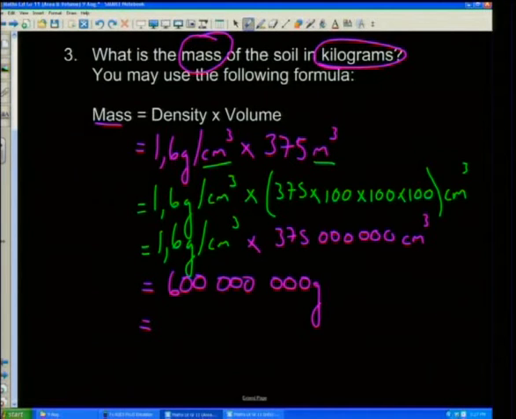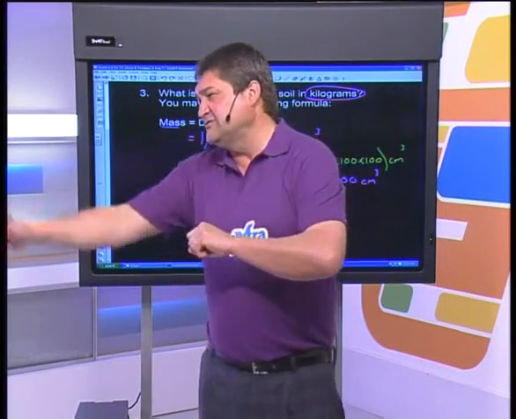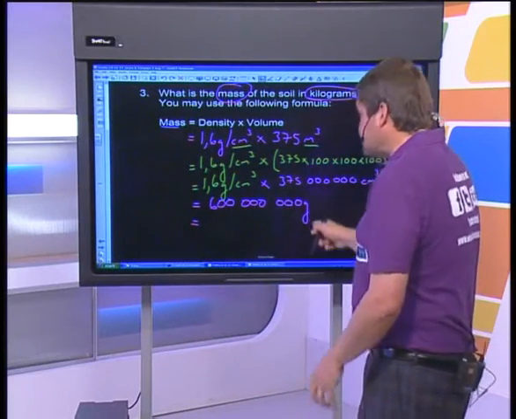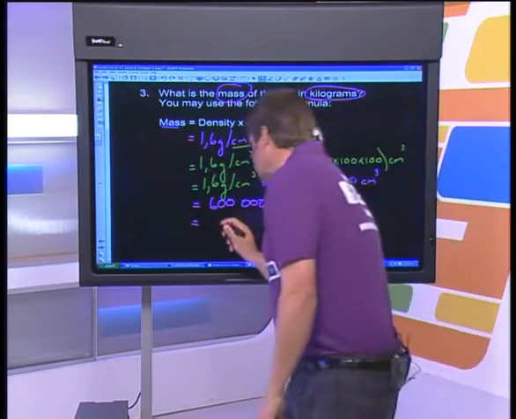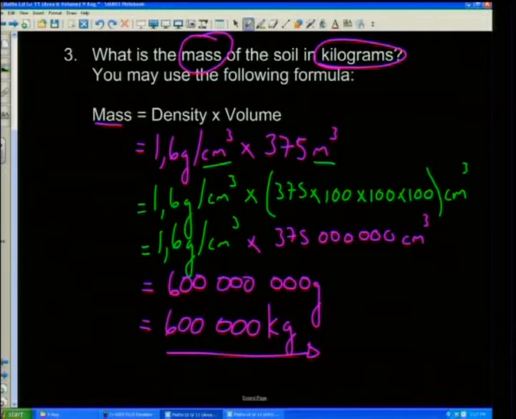Okay. So we've got 600 million grams. And we now got to change it to kilograms. Guys, how many grams in a kilogram? Do you remember from your school days? 100? Absolutely wrong. There are 1,000. So we're going to divide this by 1,000. And when we divide it by 1,000, our answer is 600,000 kilograms of soil. That's a huge mass.